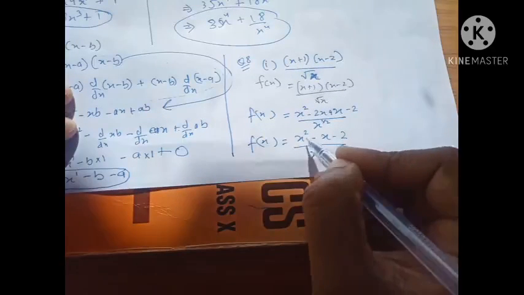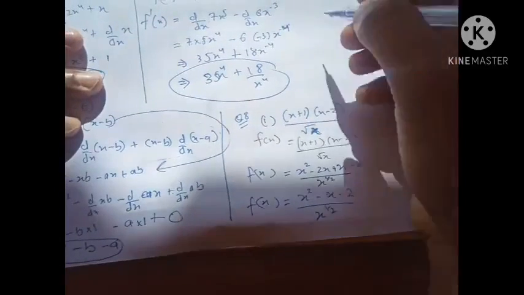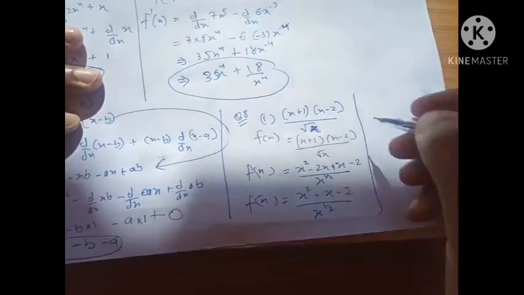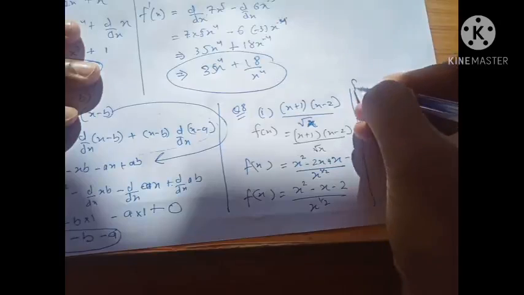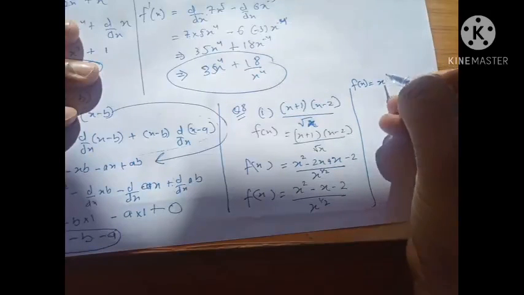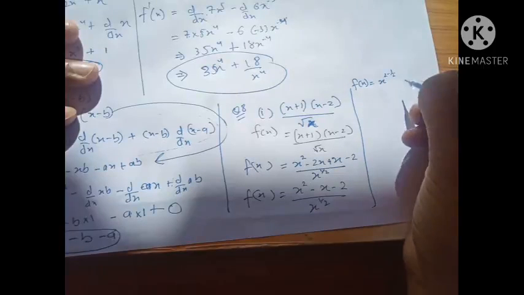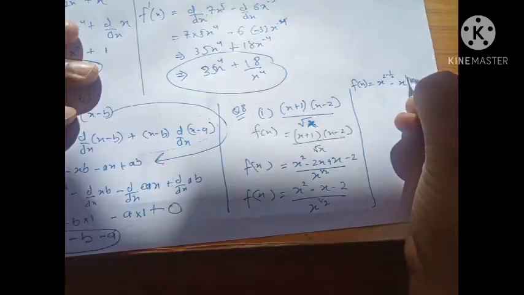I'm going to bring this and give this base to each one of them. So I'm writing it over here. So the function f(x) is going to be x to the power 2 minus half, okay, minus x to the power 1 minus half.